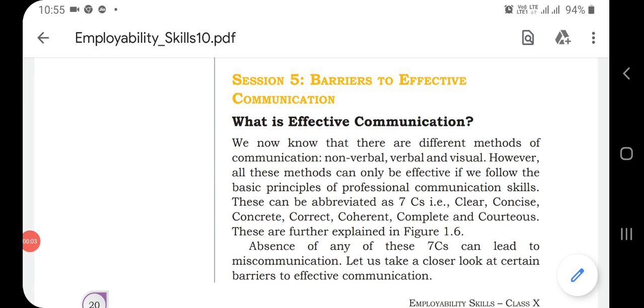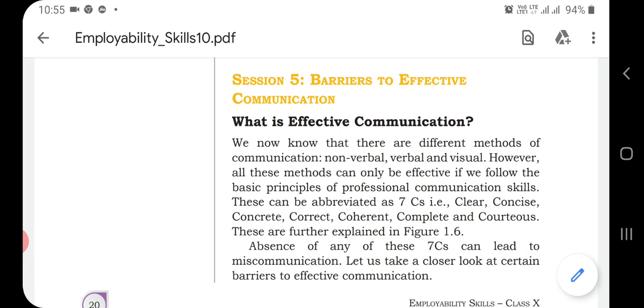Hello students, today we are going to start with session number 5 of lesson number 1, communication skills. The name of our next session, that is session 5, is barriers to effective communication.